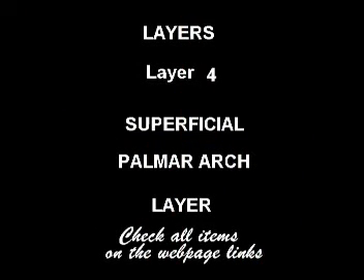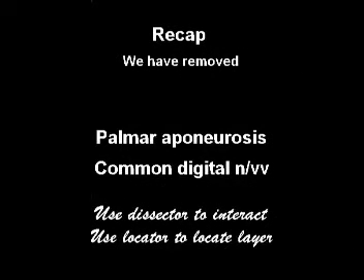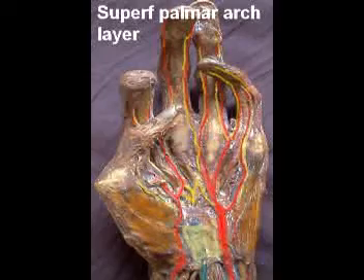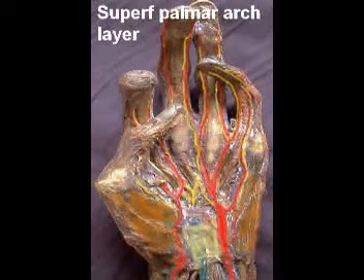We have now arrived at the layer of the superficial palmar arch. After the removal of the palmar aponeurosis and the common digital nerves and vessels, we can now see clearly the mid-palmar space containing the blood vessels of the superficial palmar arch and nerves.